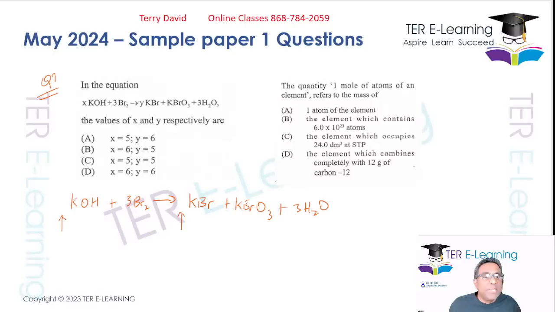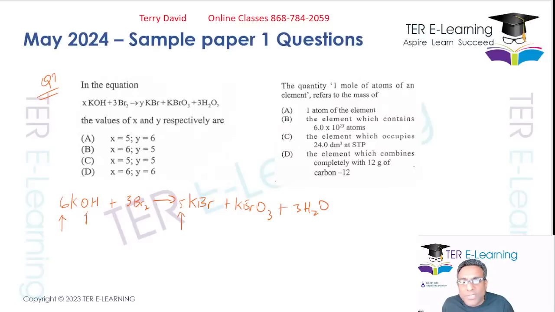A lot of people saying B, some people saying D. Let's see which one is really correct. If we put a 6 here, and we put a 5 here, does that make sense? Let's see. We have 6 potassium on the left. On the right hand side, you have 5 and 1, 6. Not looking okay so far.